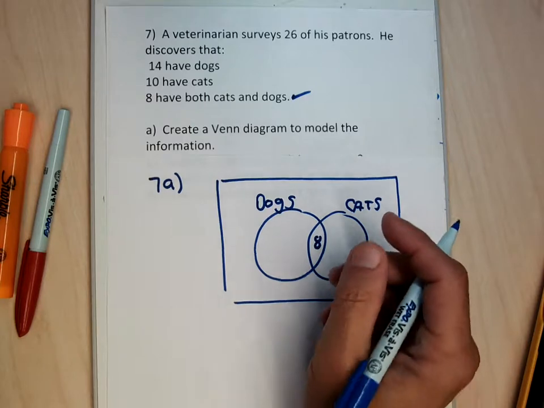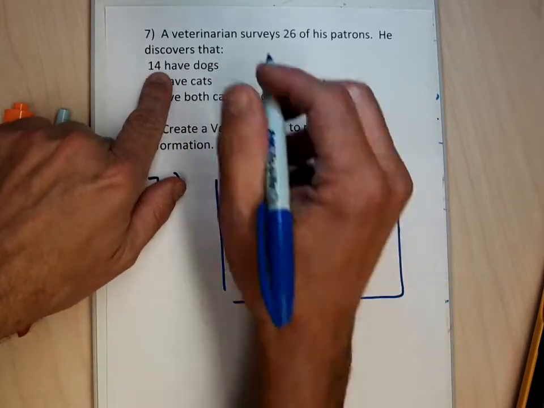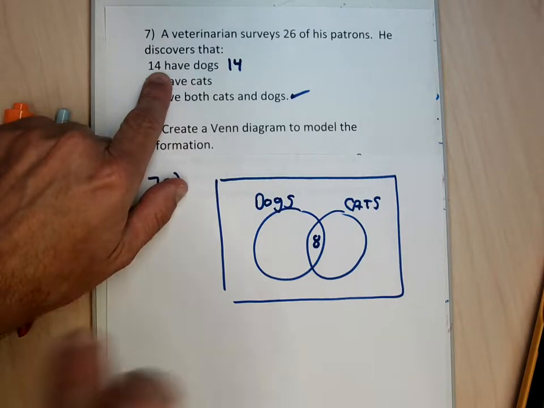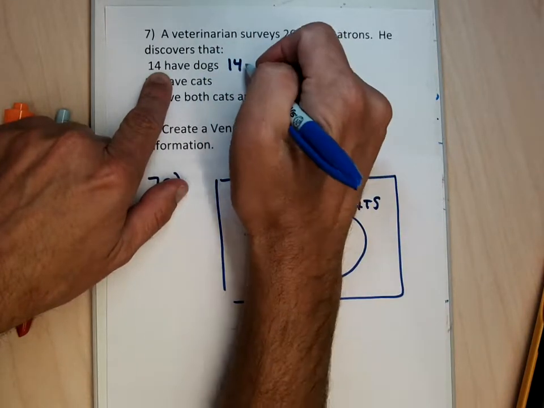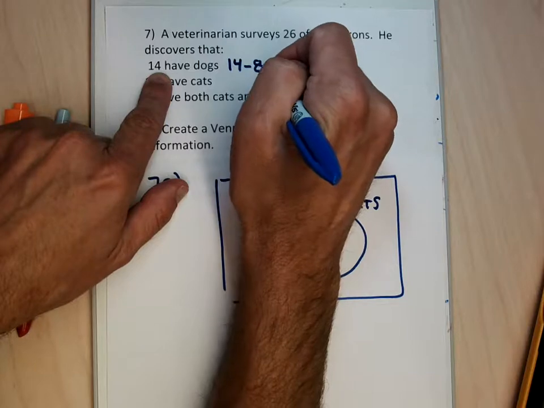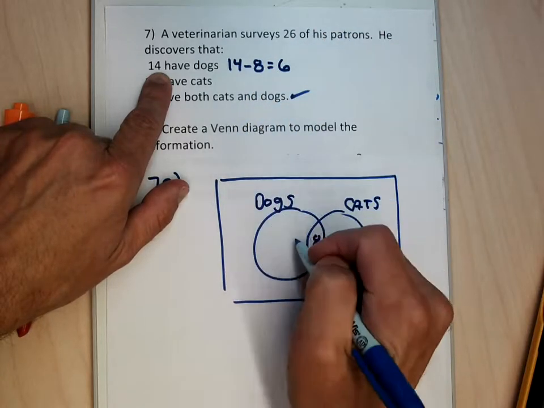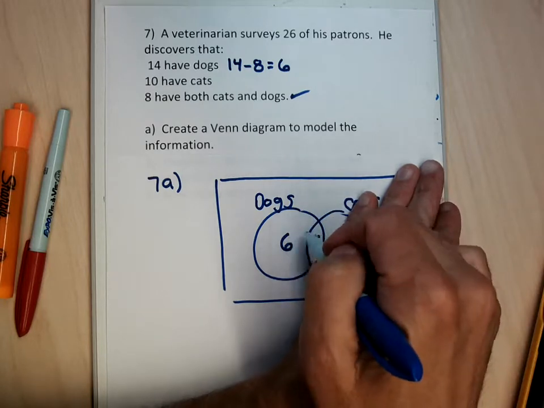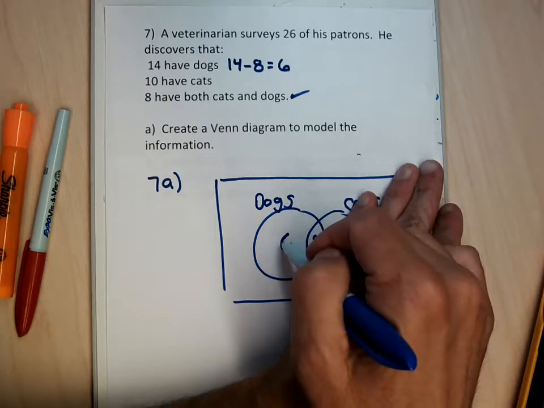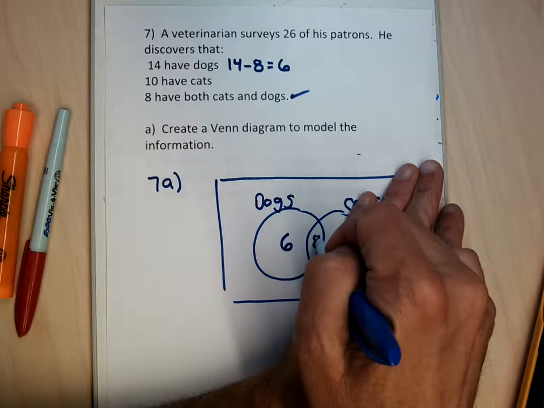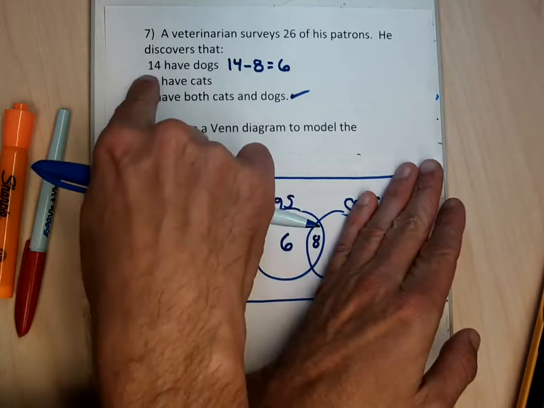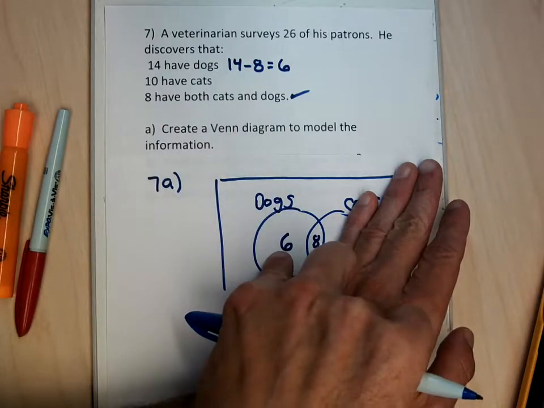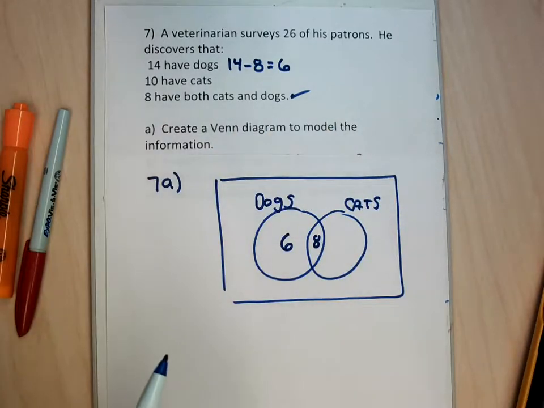So for region 1, it's part of the dog circle. I'm going to take the 14 patrons that have dogs, subtract the 8 of them that already have cats. The difference between 14 and 8 is 6, and this is how the dog circle is going to look. There's 14 people that had dogs, 6 that had dogs and not cats, 8 that had both. If you add up those two numbers, there's the 14 that have dogs, broken into the categories having dogs but not cats and having both.